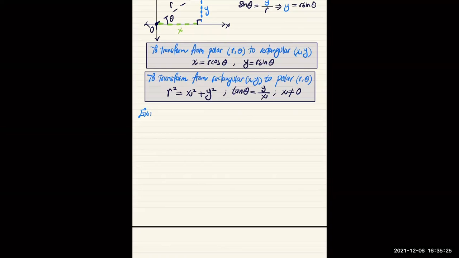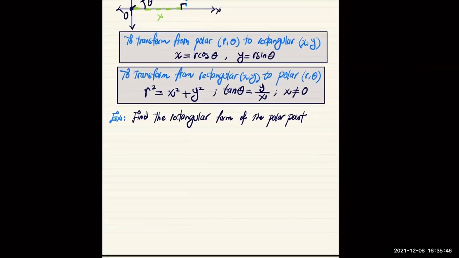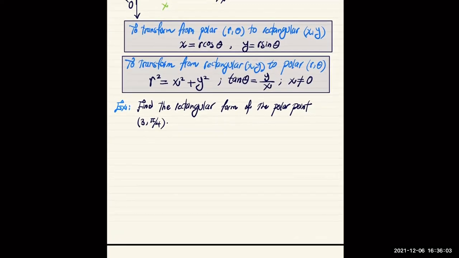All right, so we're going to find the rectangular form of the polar point 3, 3 pi over 4. Here r is 3 and theta is pi over 4. Honestly, you could just draw this if you want. If you draw it, it's easier to make sense out of the answer, or rather, you're less likely to make a mistake.